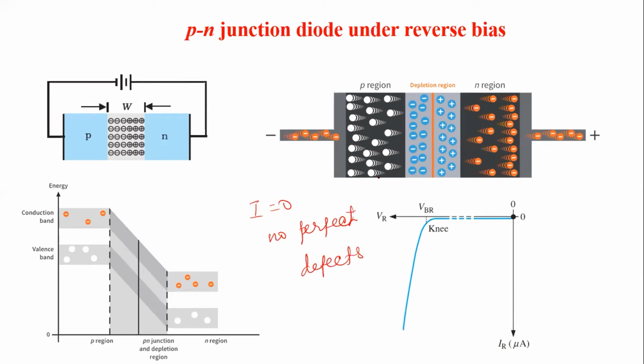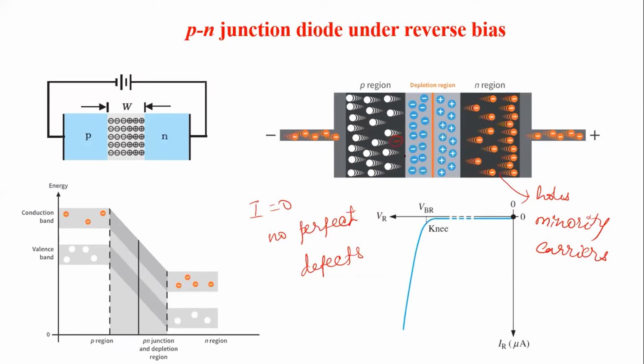These defects will lead to holes in the n type. There will be a small number of minority holes. I can say minority carriers will be there in both n and p type. These minority carriers will start to move.